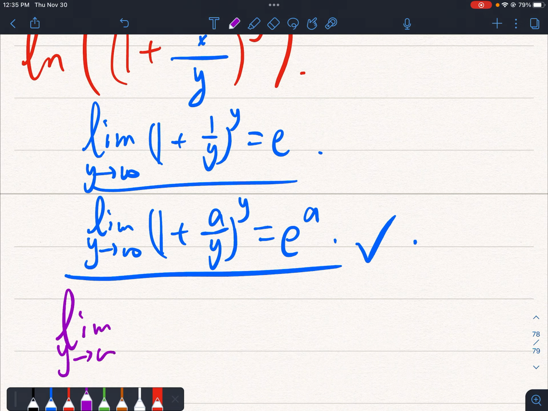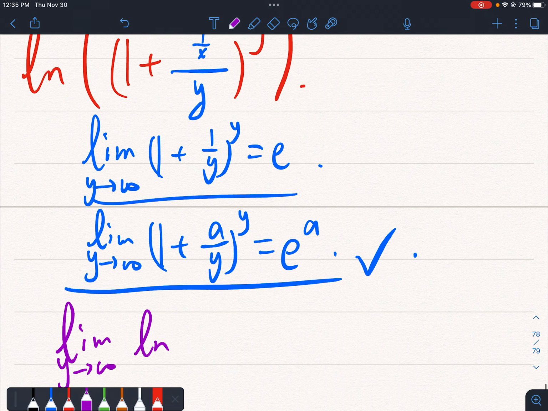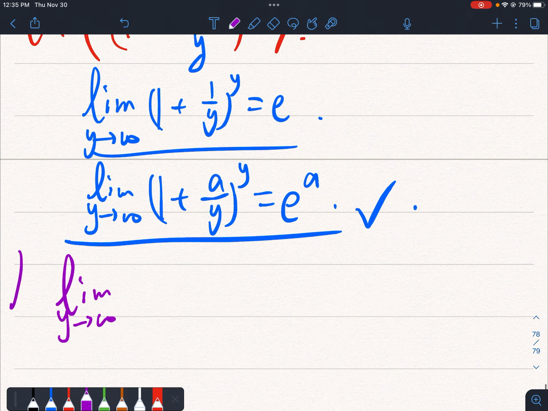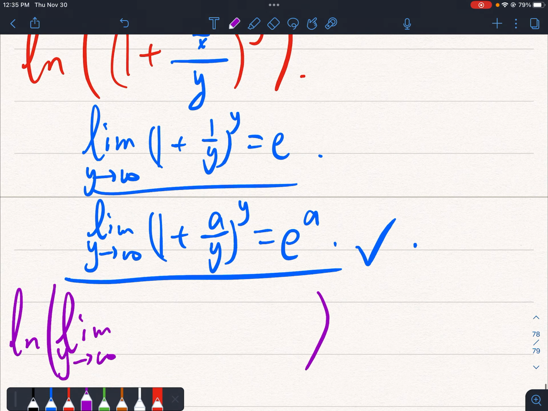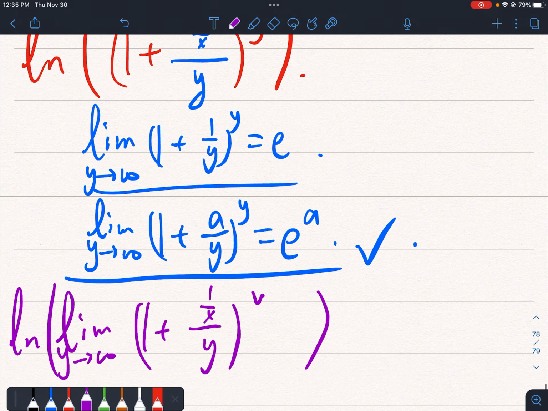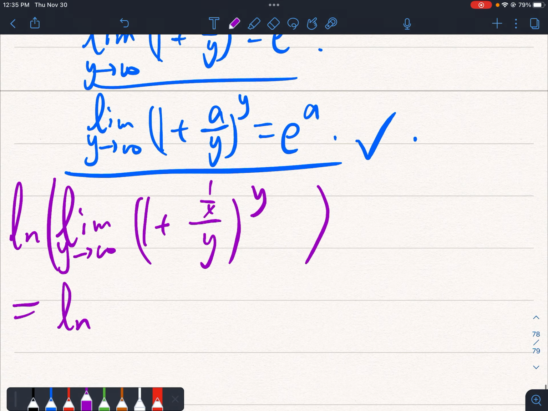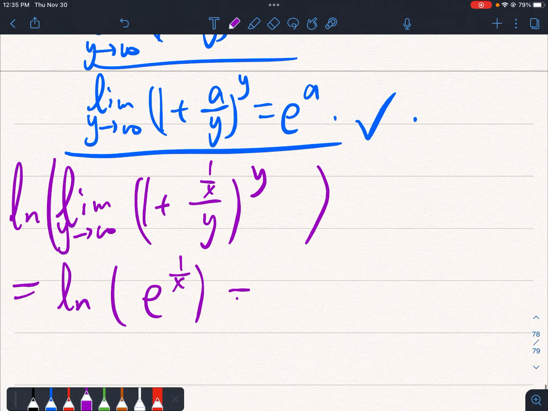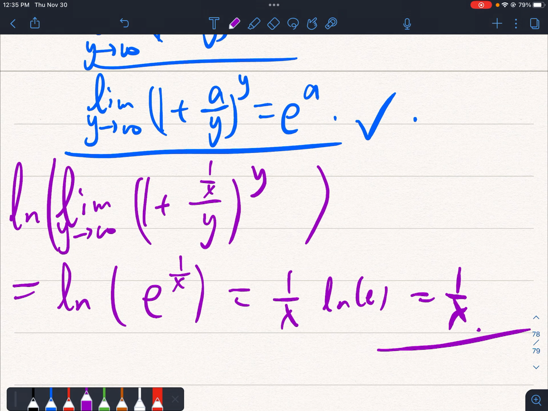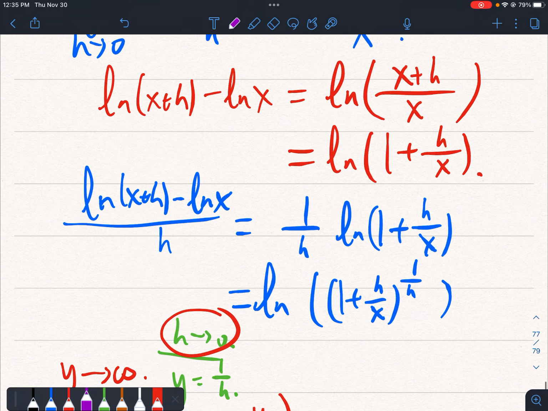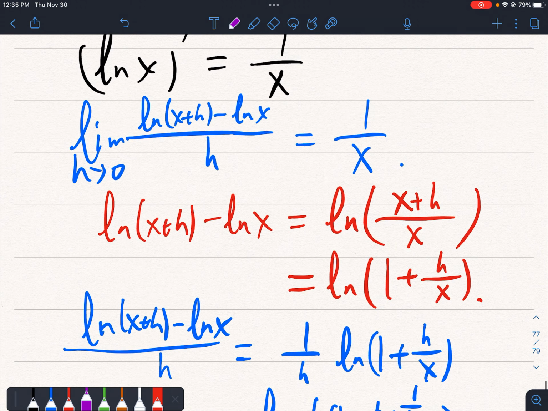So if you use it and then take the limit, because you know that the ln is continuous, all we need to evaluate is the limit as y goes to infinity of ln of that. Because ln is continuous, this becomes ln of the limit of 1 plus 1 over x over y to the power of y. So then this is ln of e to the 1 over x. And then this becomes 1 over x times ln of e, which is clearly 1 over x. And we get it, okay?